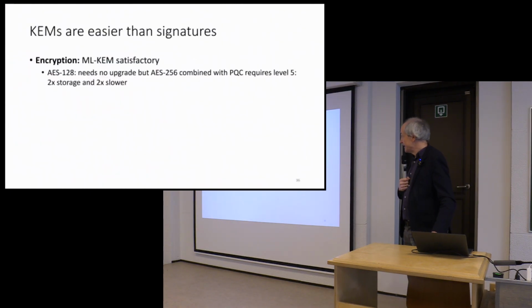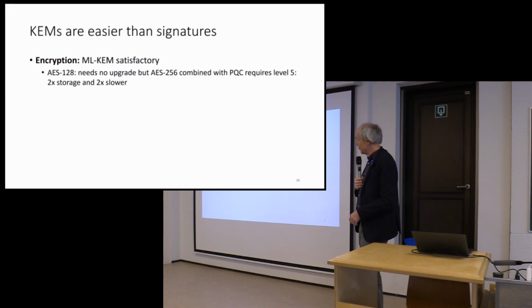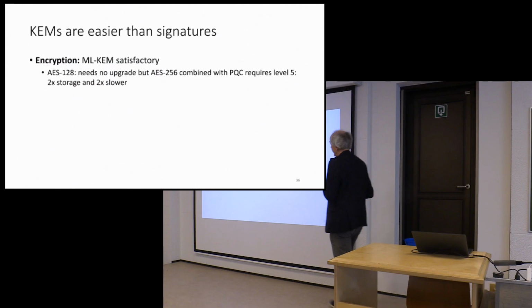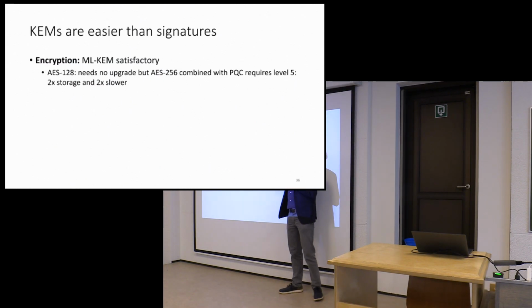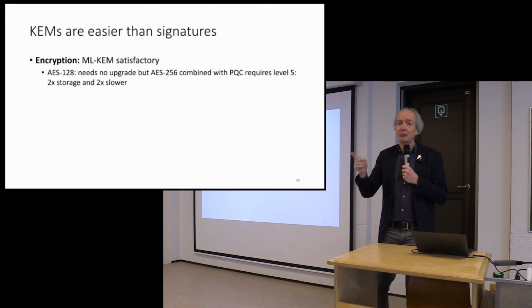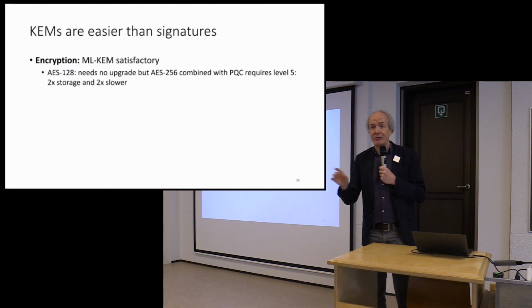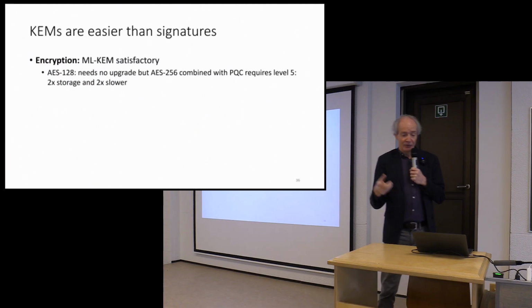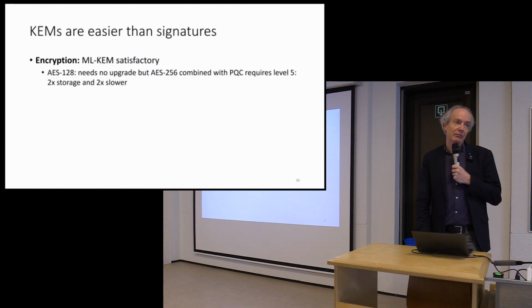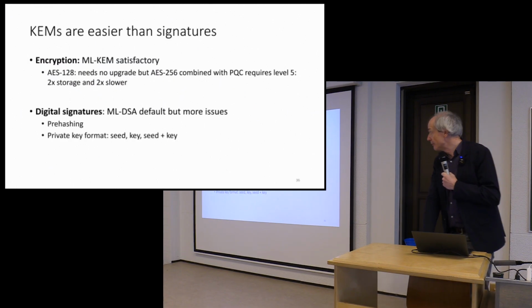So encryption turns out to be easier because you don't need to upgrade AES. By the way, if you then decide to upgrade to AES-256, then you also have to use the high security level version of your public key stuff, and then you're 2 times slower and 2 times bigger. So you have to be realistic, right? It doesn't make sense to use AES-256 with the low security, 128-bit security of your key exchange scheme. So that's what everybody seems to forget, that the cost is not 40% more for AES. The cost is a factor 2 in performance and in overhead.